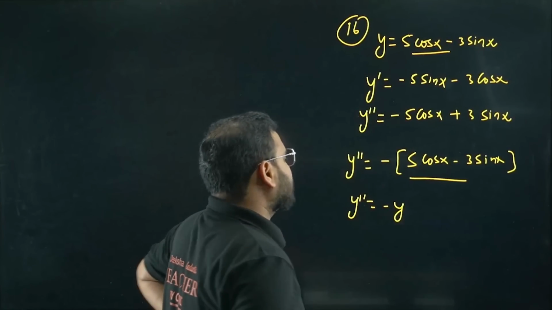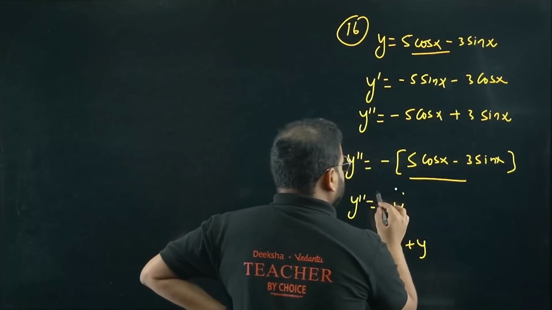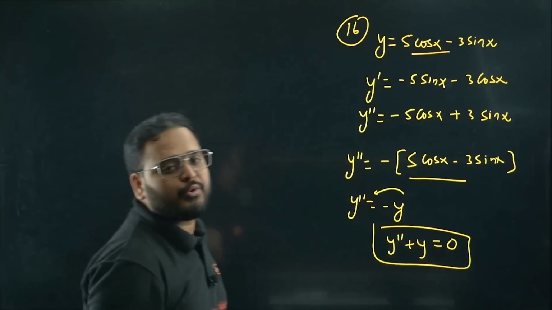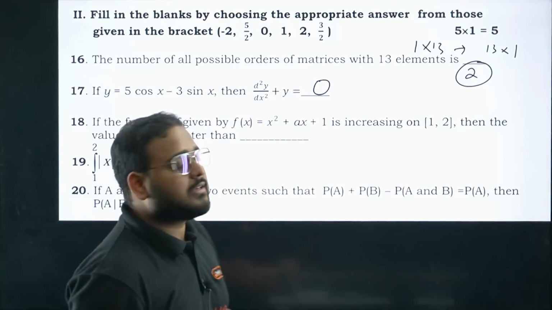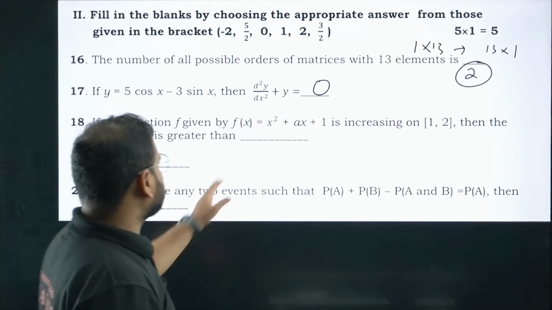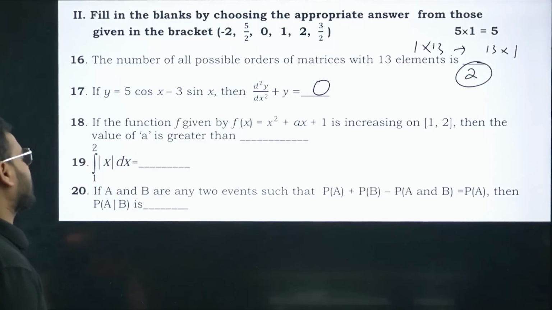What is the equation given as? They've given this as y double dash plus y equal to 0, right? Answer is coming as 0. Have a look. Please check. Second one, answer is 0. So third one, 18th problem: if the function is defined like this, increasing on 1 to 2, then value of a is greater than how much?